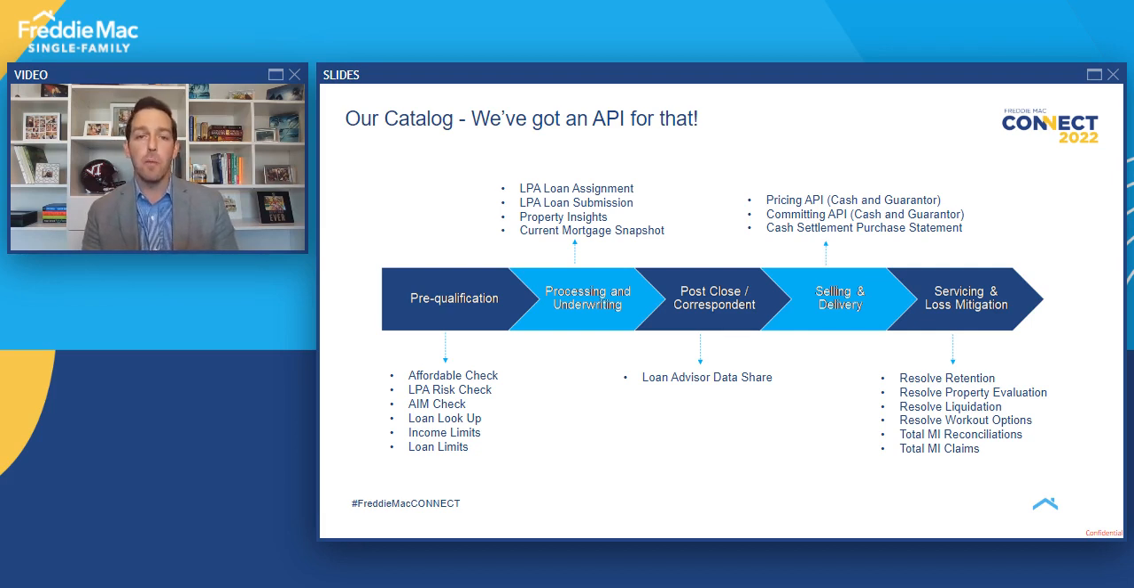Now, beyond that, we have a new API called the Cash Settlement Purchase Statement API. This is a new API that is used to automate some manual reconciliation processes. So the loan is funded. In yesterday's world, you would log into Loan Selling Advisor to export the purchase advice. Now you can do it system to system with this API in an automated fashion so that you can move more quickly to clear your warehouse lines faster and originate more loans. So that's the summary from point of sale through selling and delivery on the origination side.